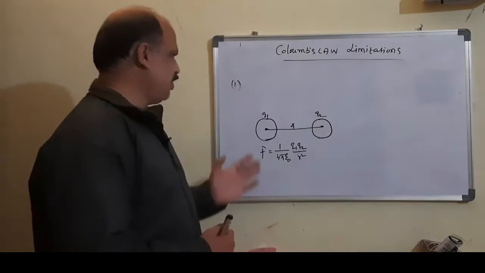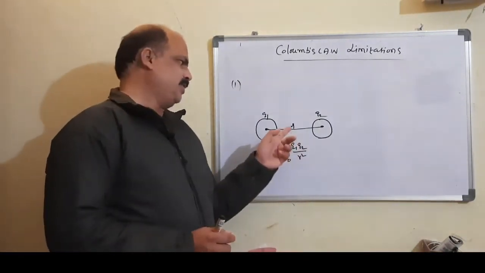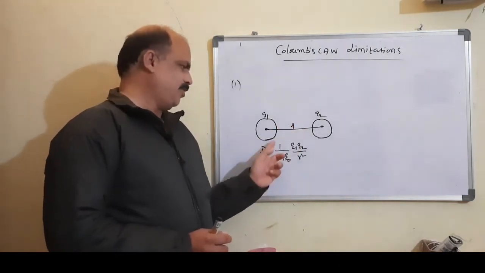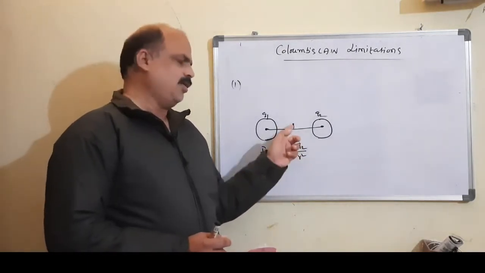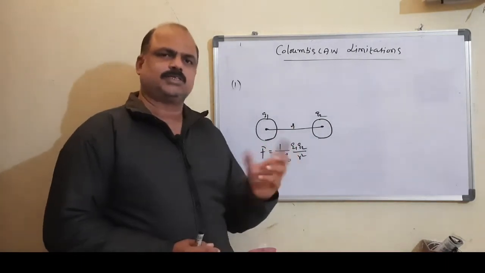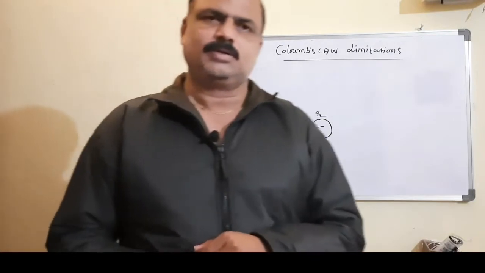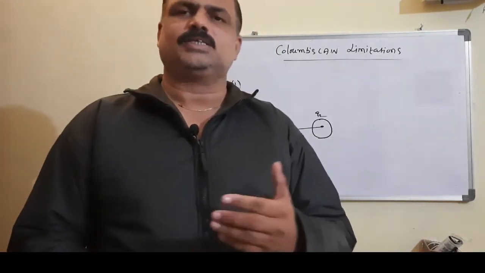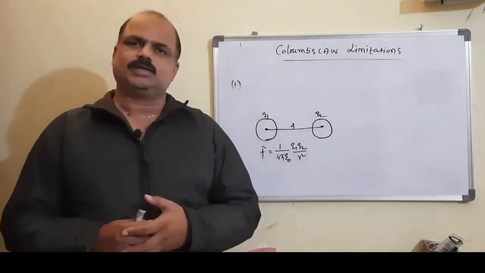In the case of non-conducting spheres, they are separated by a distance r. F is equal to 1 by 4 pi epsilon naught q1 q2 by r square. Here r is the distance between the centers of the non-conducting spheres. But when we apply Coulomb's law in the case of conducting spheres, we do not get an accurate result.